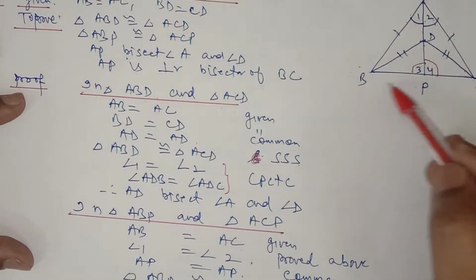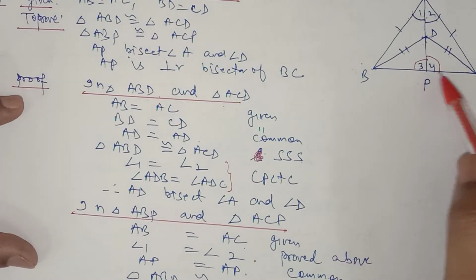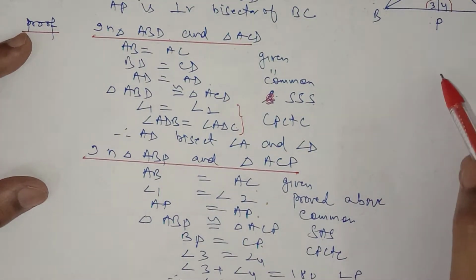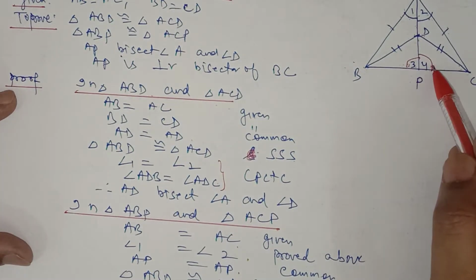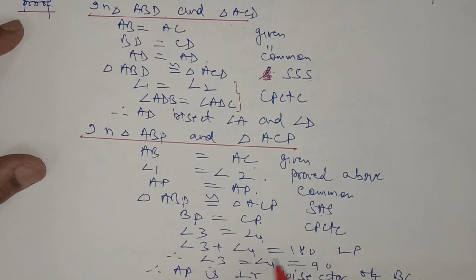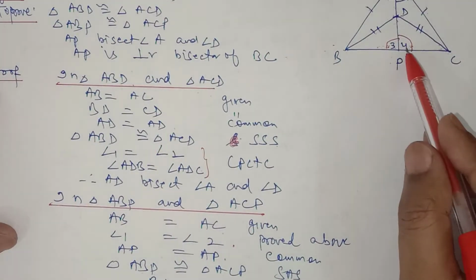Now because these two triangles ABP and ACP are congruent, we can say that BP is equal to PC, corresponding parts of congruent triangles are congruent. Angle 3 will be equal to angle 4, again corresponding parts of congruent triangles are congruent. Now because these are a linear pair and these are equal, angle 3 plus angle 4 is equal to 180 degrees, and both are equal.